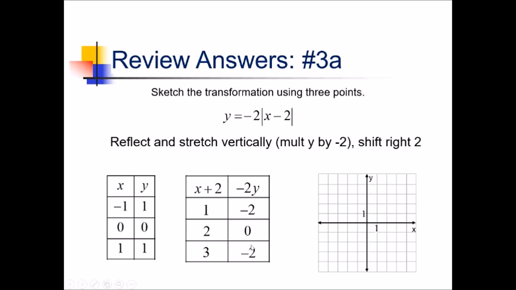Graphing these new 3 points out now, we've got 1 comma negative 2, that's down here, 2 comma 0 is right here, and 3 comma negative 2 right there. And then we'll just draw the V going through those. And it looks like an absolute value shape that has indeed been reflected and stretched a little bit and also shifted to the right by 2.